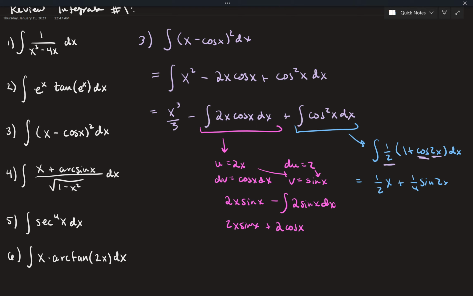So now I can put all the pieces together. The first part, x cubed over 3. I subtract off this entire thing, so I gotta distribute that negative sign. And then I gotta add this on. Plus c, and that's it. Moving on.